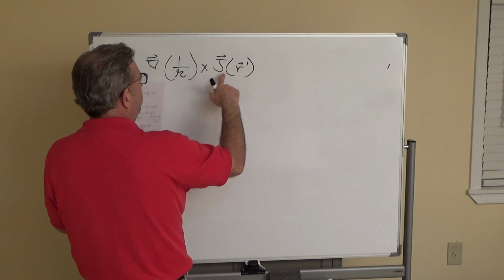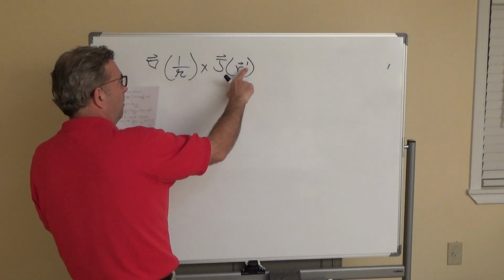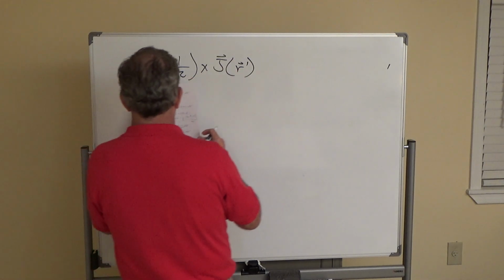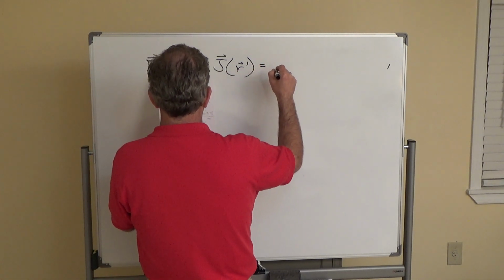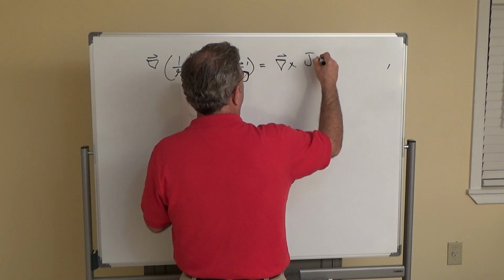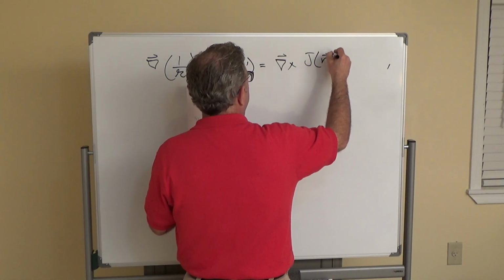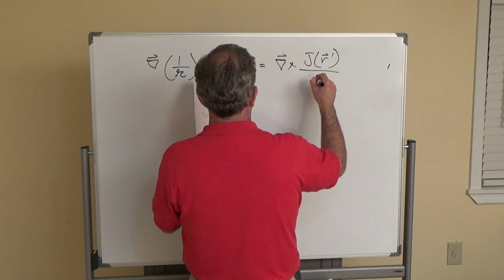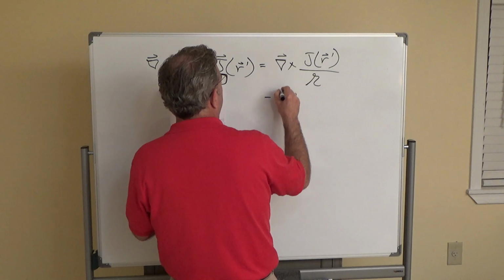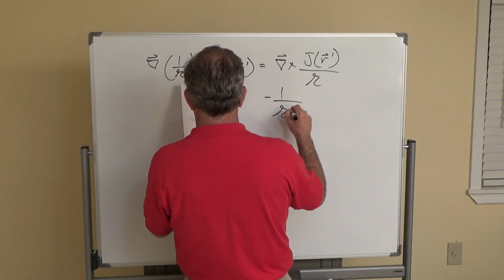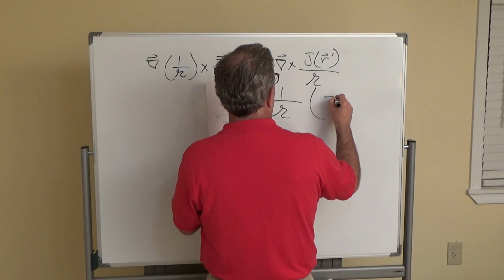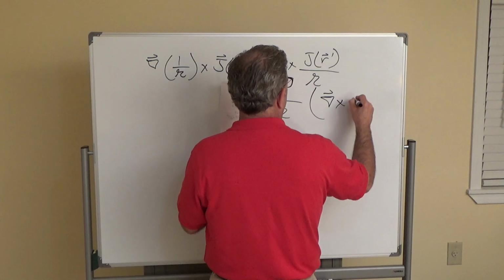And remember that the current density is a source, so it depends on that source term. That's equal to del cross J over script r minus 1 over script r times del cross J.